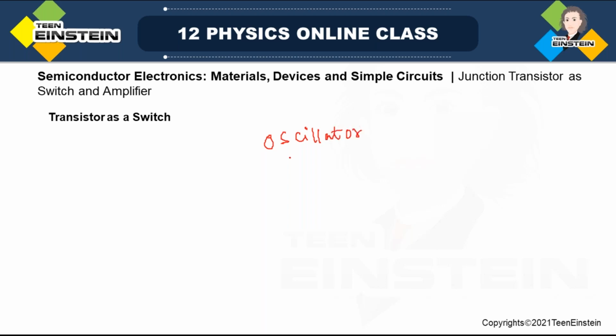Okay, so this oscillator part we will learn in the next class. Today we'll see how a transistor can be used as a switch and as an amplifier. Okay, so let us start with the switch action.